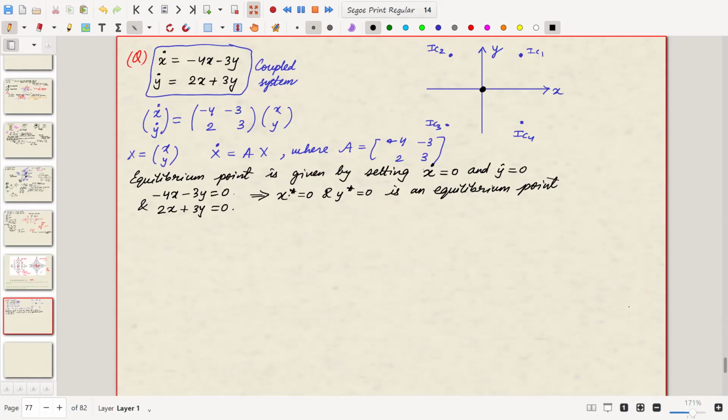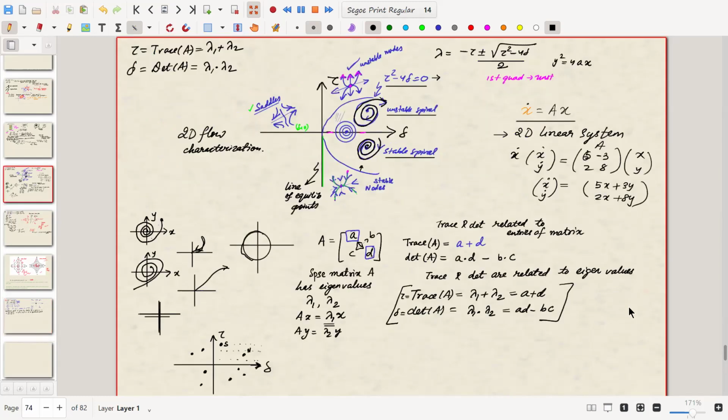Here there are two variables. We are setting x dot equal to 0 and y dot equal to 0, right? From that, we got x star equal to 0, y star equal to 0 as the equilibrium point. I am asking how this equilibrium point will look. I told you, the dynamical behavior near this equilibrium depends on the trace and determinant. This is the figure we drew last time, no? So it will depend on the trace and determinant.